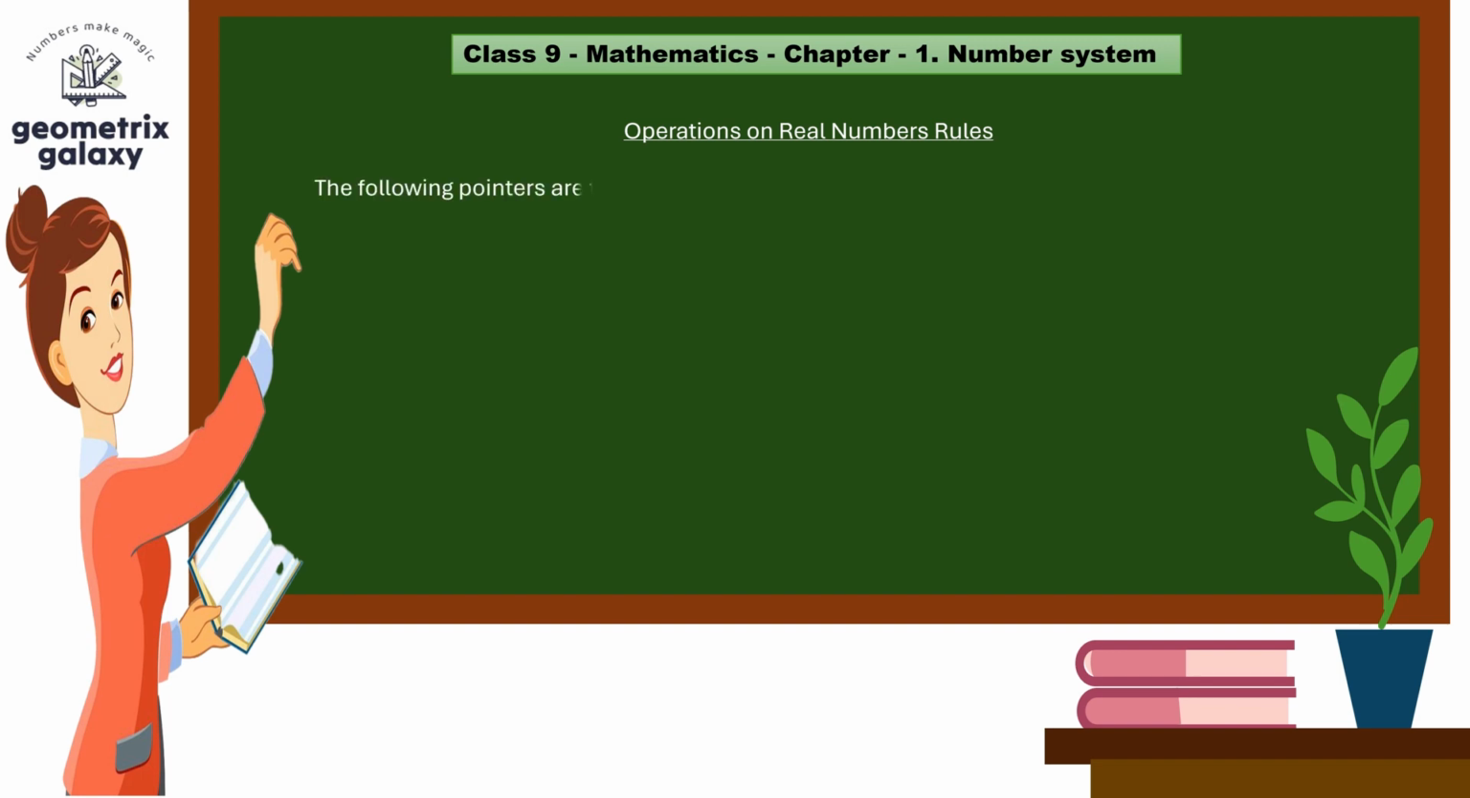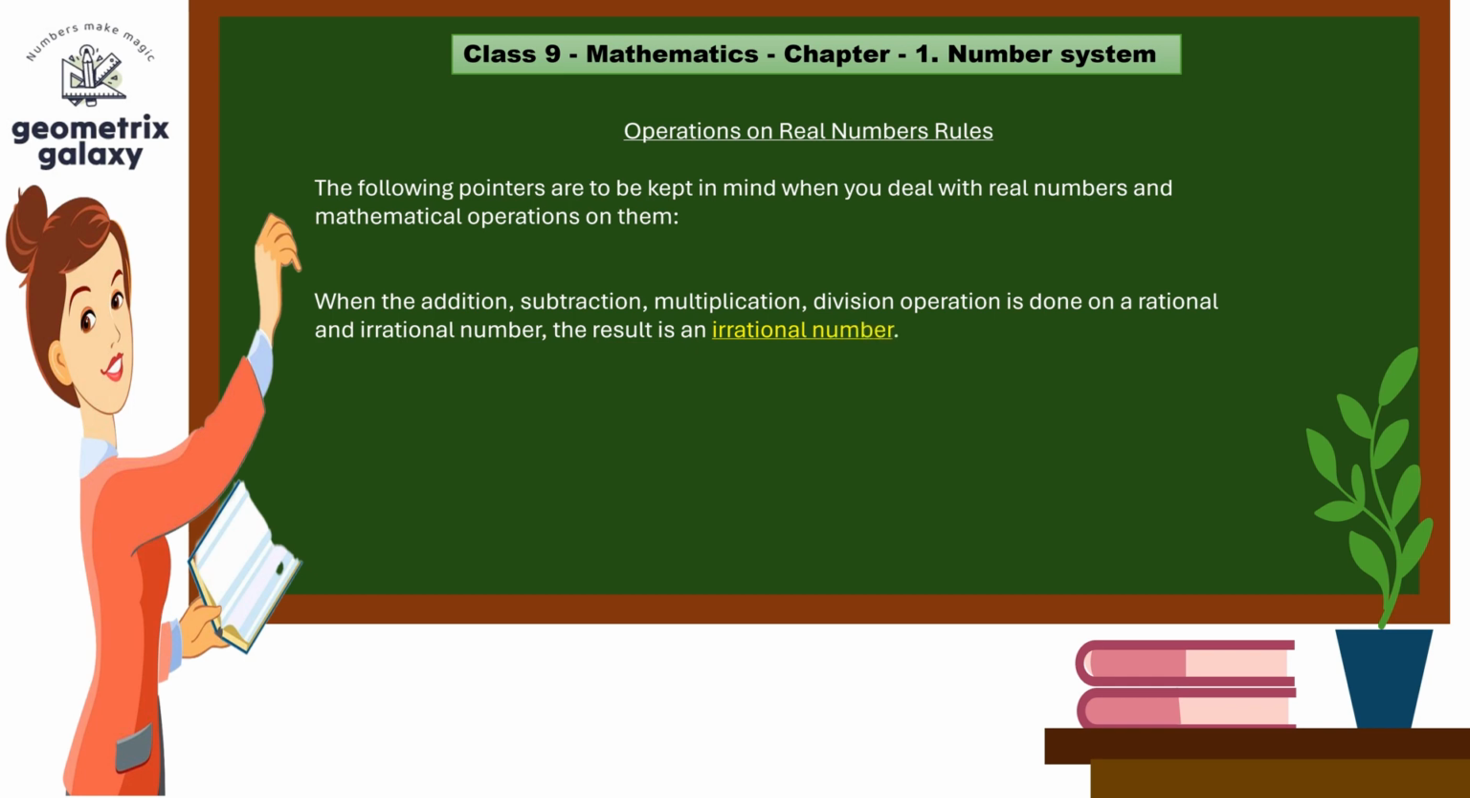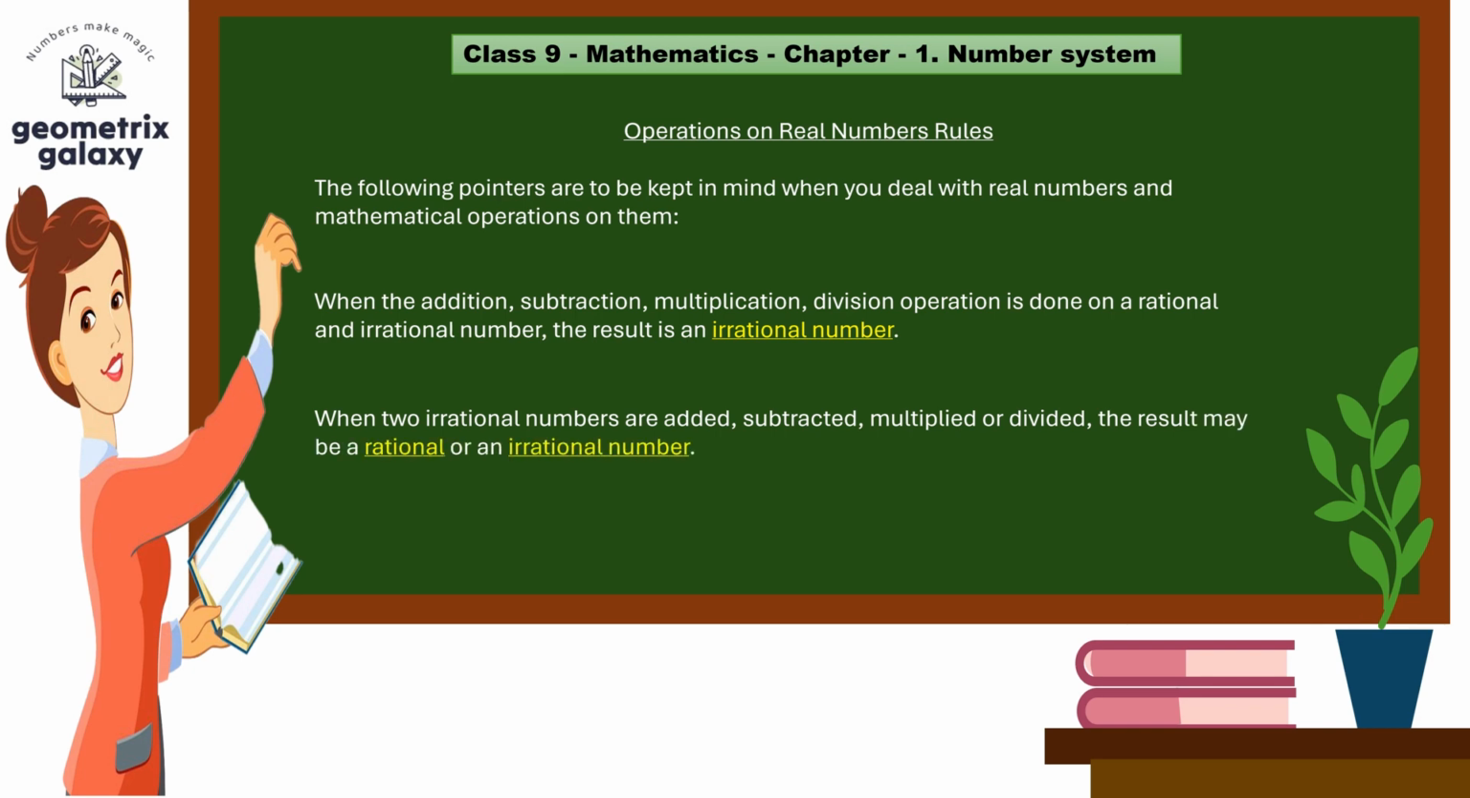When the addition, subtraction, multiplication, division operation is done on a rational and irrational number, the result is an irrational number. Another thing, when two irrational numbers are added, subtracted, multiplied or divided, the result may be rational or an irrational number. These two things you have to remember.